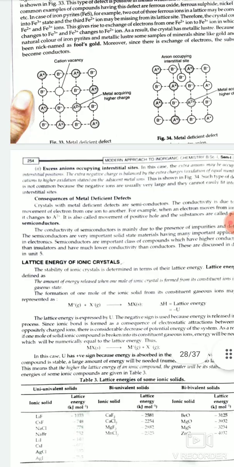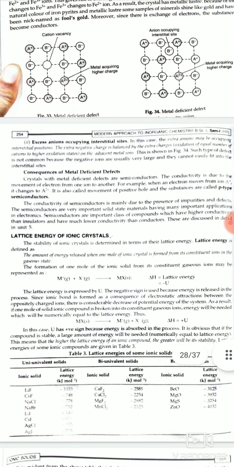Third is excess anions occupying interstitial sites. In this case, the extra anions may be occupying interstitial positions. The extra negative charge is balanced by oxidation of an equal number of cations to higher oxidation states on the adjacent metal ions. This type of defect is not common because the negative ions are usually very large and they cannot easily fit into the interstitial sites.